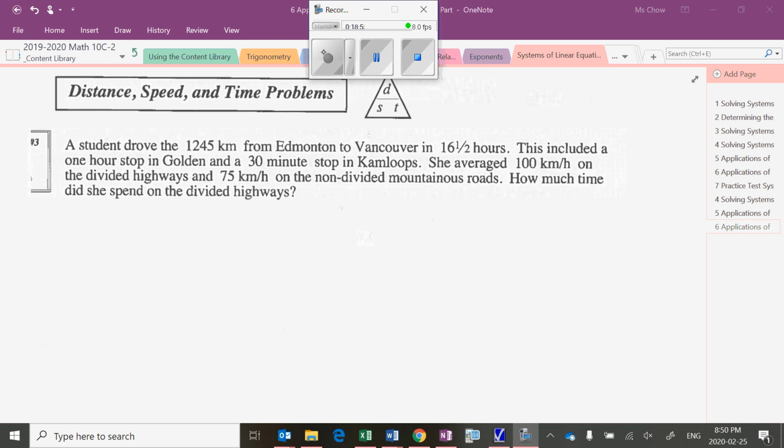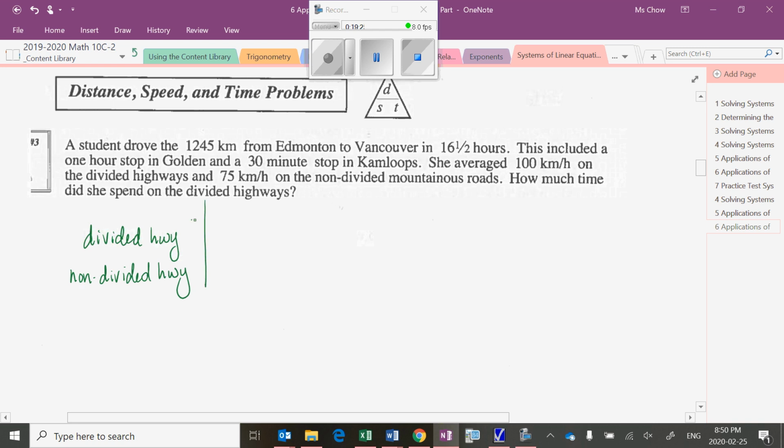Essentially we've got this split up into 2 different segments, and that would mean that we've got the divided highways as well, and the non-divided highways. And we are looking at distance, speed, and time. With these, we just want to double check and make sure that our units are all clear. So distance, everything is in kilometers. Our speed, everything should be in kilometers per hour. And time, everything should be in hours.